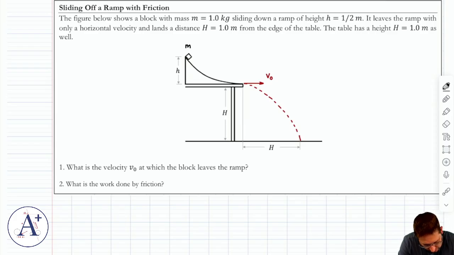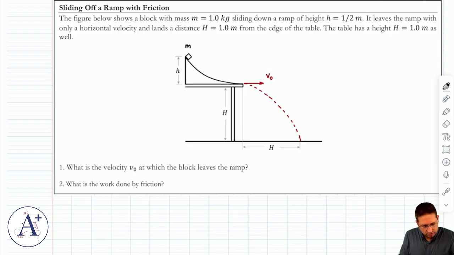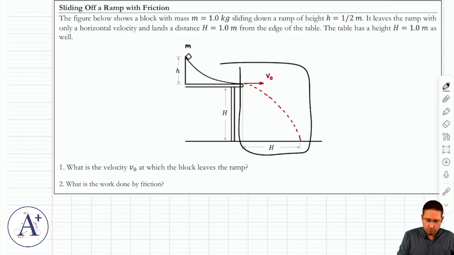Okay. Now, what is the velocity v0 of the block as it leaves the ramp, and what is the work done by friction? Okay. So this is where it kind of pays off to read the whole thing first. If you don't know the work done by friction, you don't know by how much this gets slowed down, and you cannot find v0 from this portion of the problem. That's why the first question is actually trying to get you to find v0, but by using the projectile motion portion of the problem.